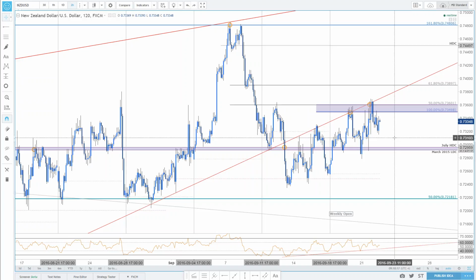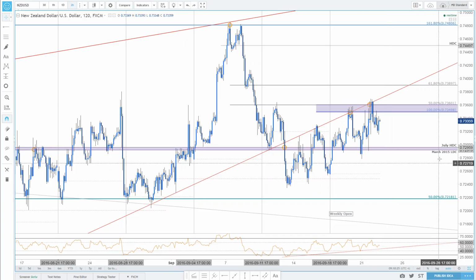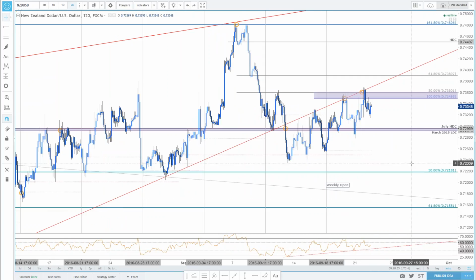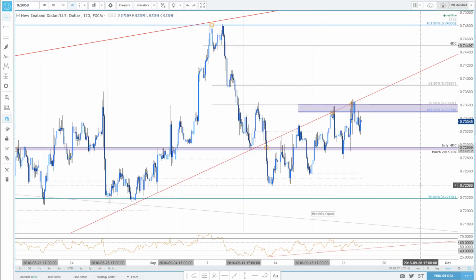But inevitably, if you are holding shorts right now, your limits should be right back at key support, which we've continued to pivot off of for the last 4 weeks. And that's the March 2015 low day close and the July high day close at 72.92 into 72.96. So still looking for short triggers here in Kiwi dollar heading into the U.S. session.